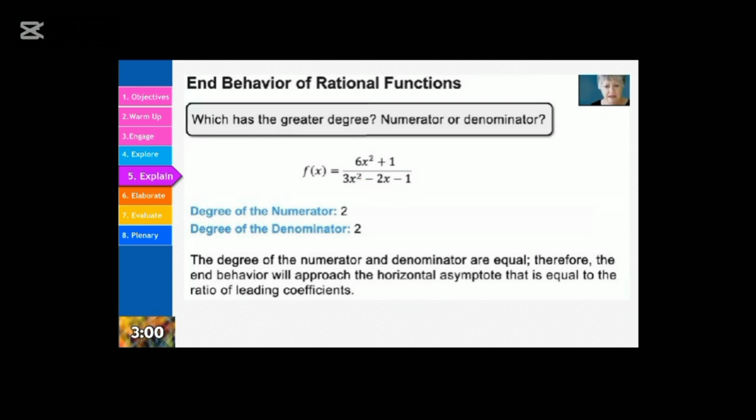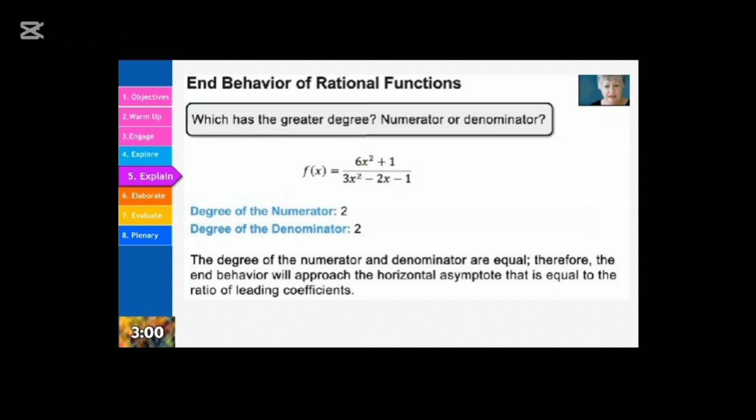You can say directly, you will take the coefficient of x power 2, which is 6, sorry, over the coefficient of x power 2 in the denominator, which is 3. So the limit of this function will be equal to 2. And how do we get that?